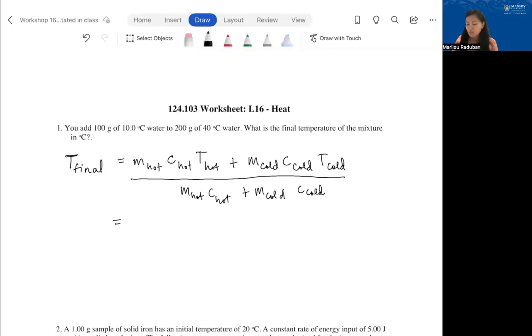So we're given the mass. Make sure that you use SI units here. So you need to convert masses to kilograms. Notice how your masses are given in grams. So to convert to kilograms, you divide by 1,000. So 100 grams is 0.1 kilograms, and for the, sorry, that's the other way, 100 grams is the cold water.